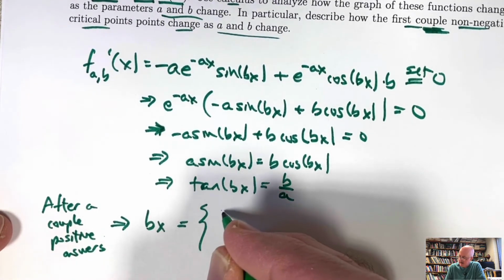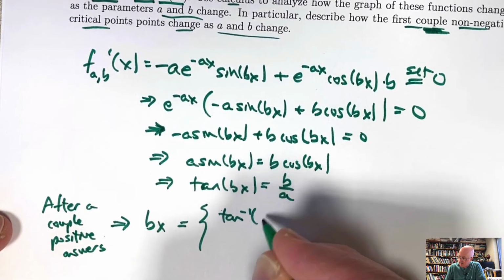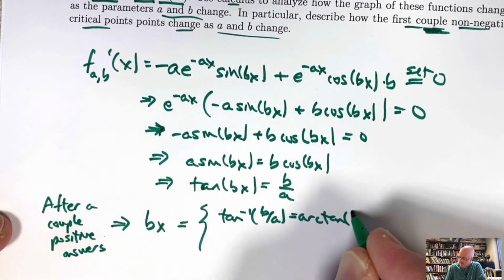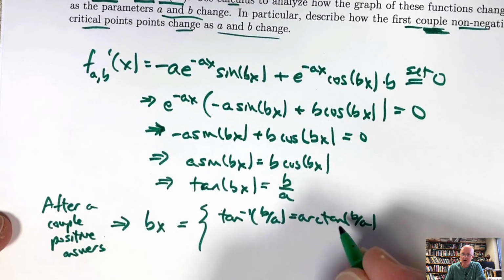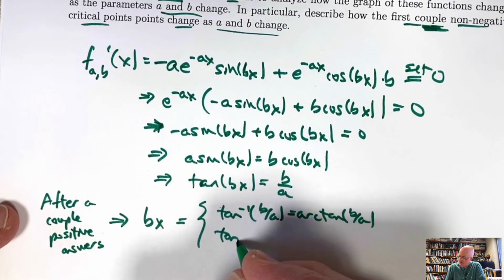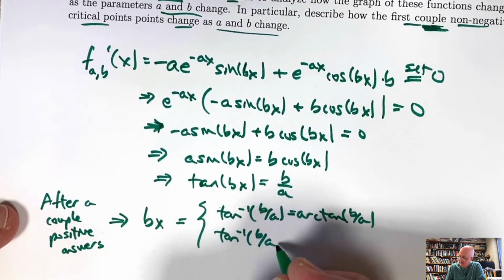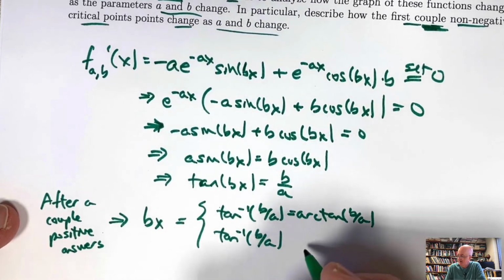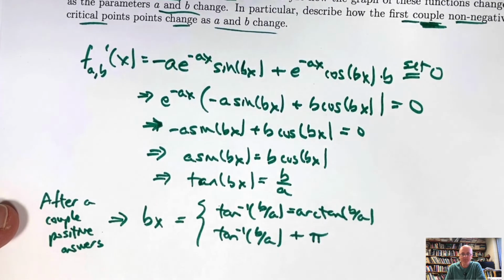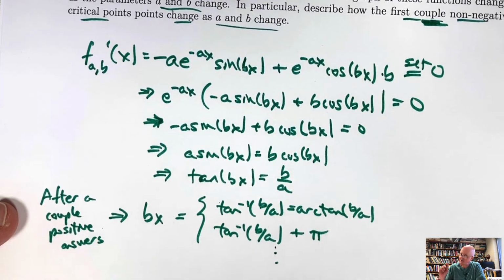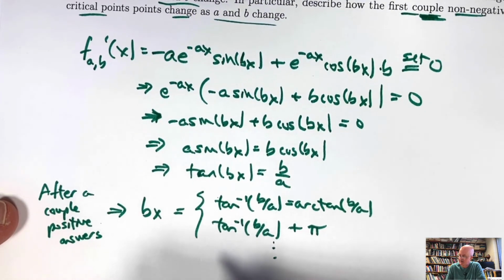It could be the inverse tangent of b over a, which is the same, by the way, as the arctangent of b over a. Inverse tangent and arctangent are the exact same function. We also could do inverse tangent of b over a using the fact that the tangent function is periodic with period pi, not 2 pi. We could add pi to it. I could keep going if I wanted more solutions, but I'm after just the first two positive solutions.